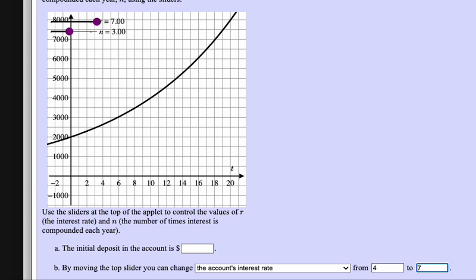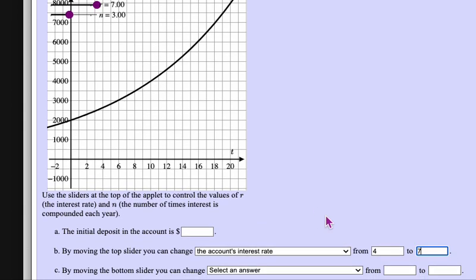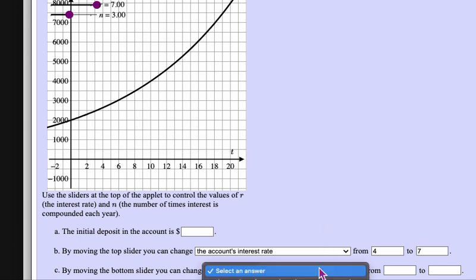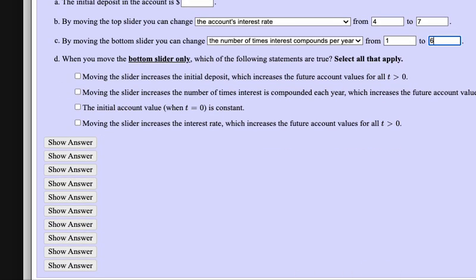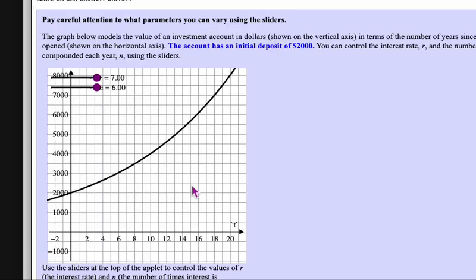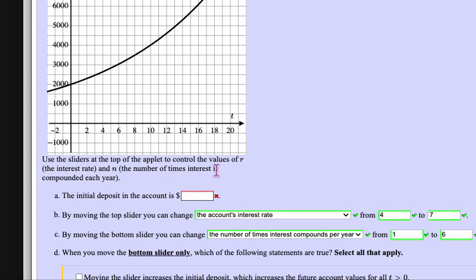And then it says moving the bottom slider, that's N. Let me scooch this up a little bit. That is the number of times the interest compounds per year. If I slide it back all the way, it can go from 1 up to 6. Now please adjust yours accordingly. Let's make sure that iMath was happy with that. Oh, I didn't put that in there. I'm sorry, that's 2000.